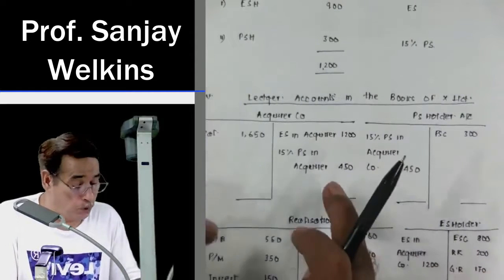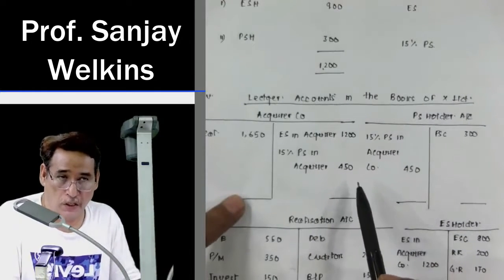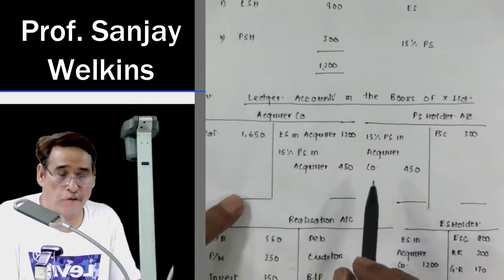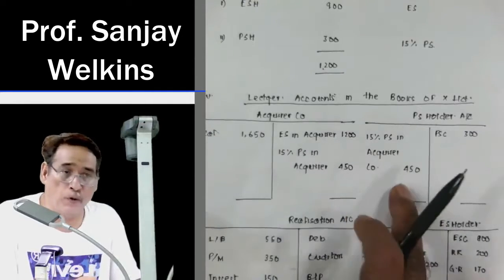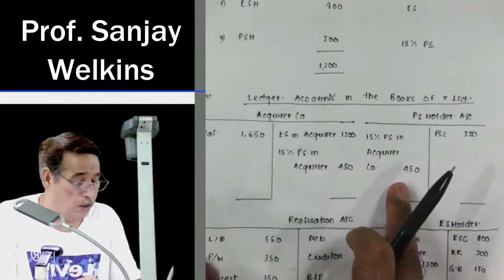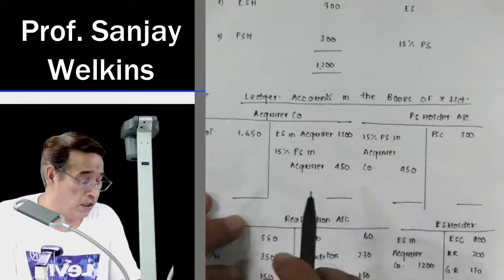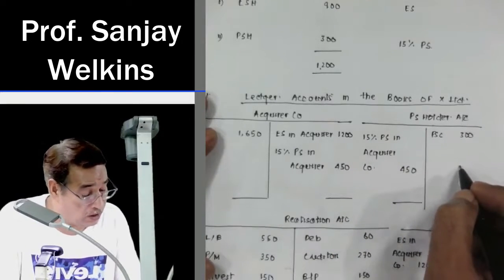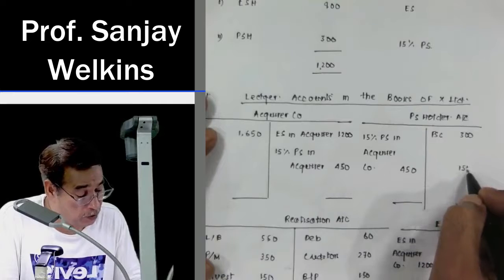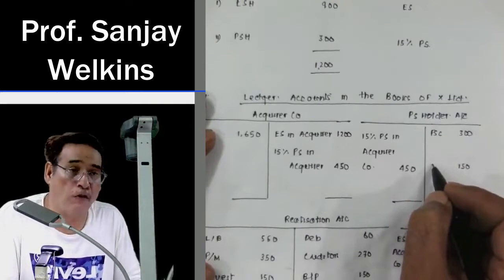Now, if you remember, right from the beginning I have been telling and stressing this particular point: the moment the portion of purchase consideration which is going towards the preference shareholder is posted to the preference shareholder, immediately you close it out. Correct? So in this case, if I close it out, there will be a balancing figure of 150.